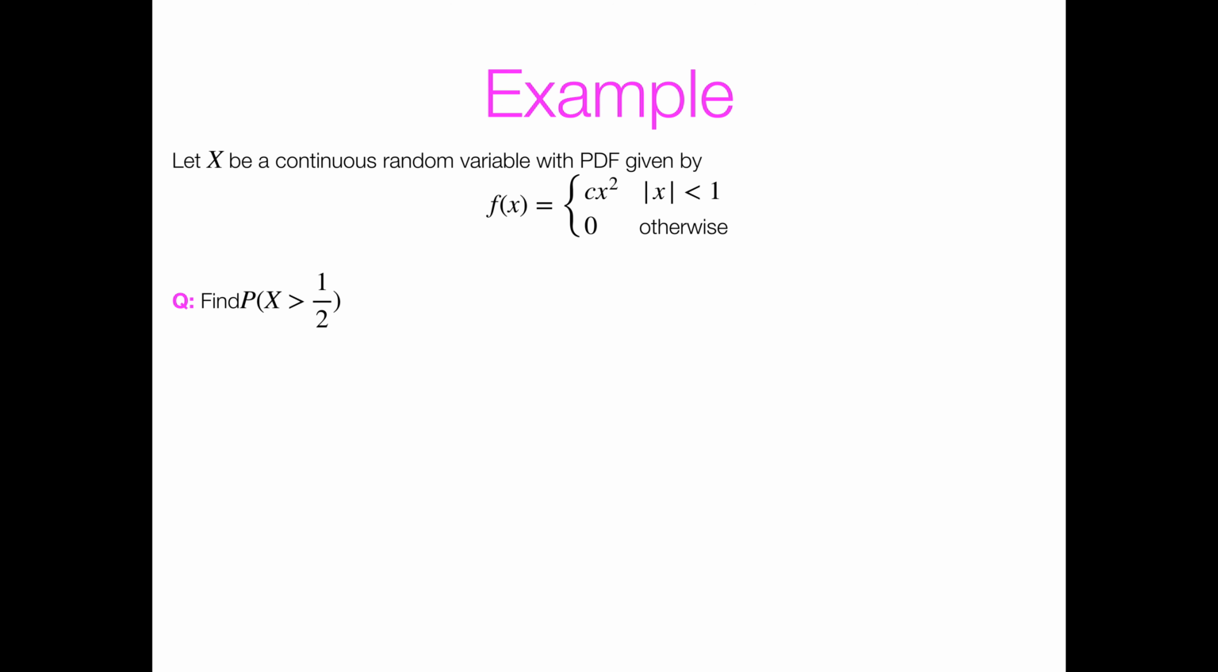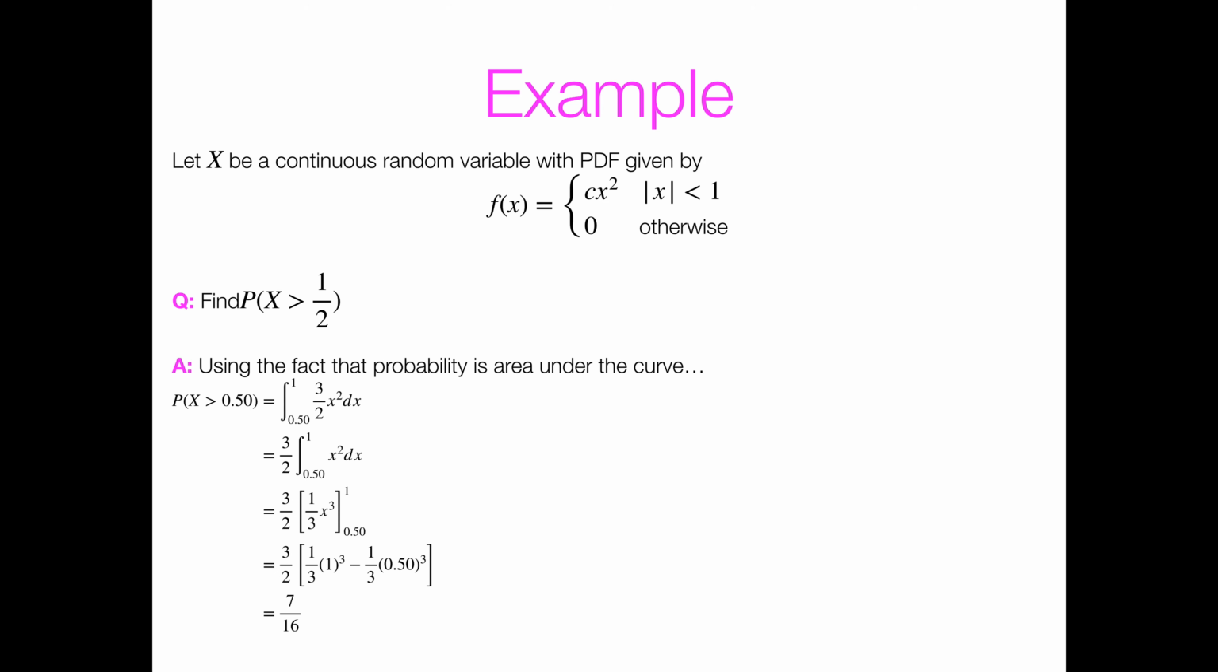Okay, let's find a probability too, just for more practice. Find the probability that x is greater than 1/2. So, what are our bounds? It's important to think about. Well, we know that x goes from negative 1 to 1, so being greater than 1/2 means being between 1/2 and 1. So we set up our bounds like so. And then again, pull that 3/2 out in front. The antiderivative of x squared is 1/3 x cubed. Do some evaluation. You get 7 out of 16.